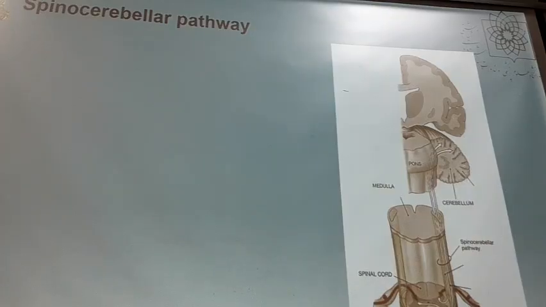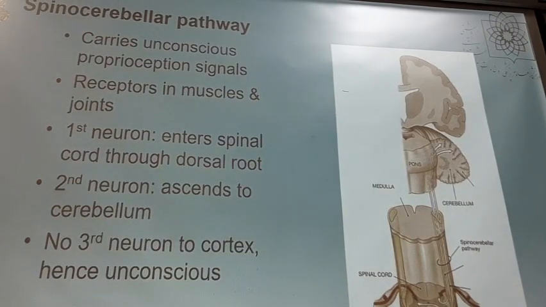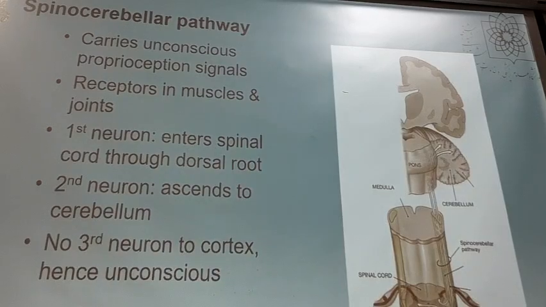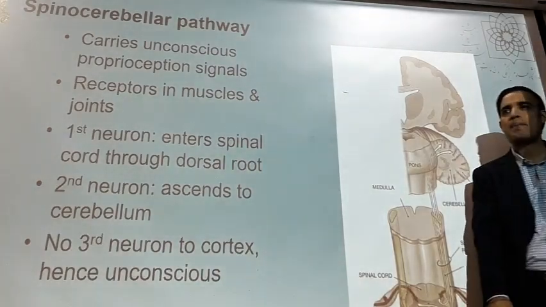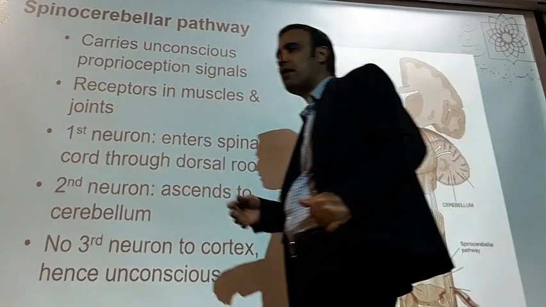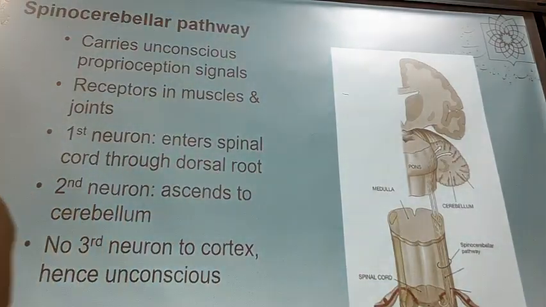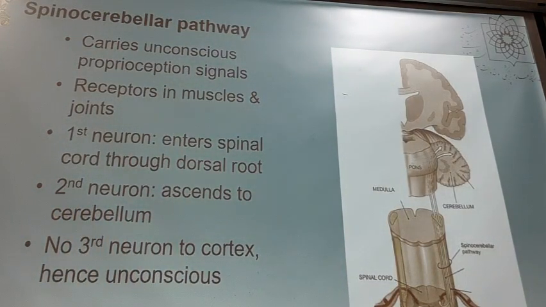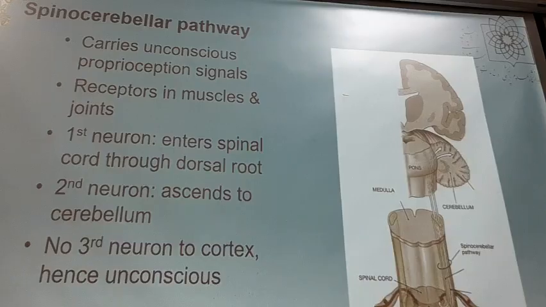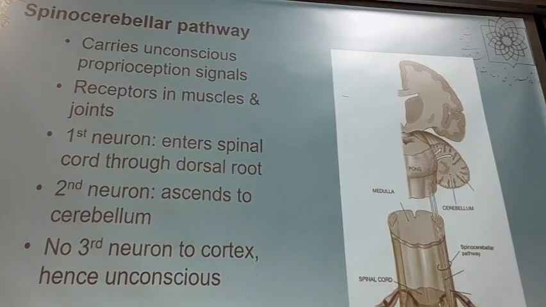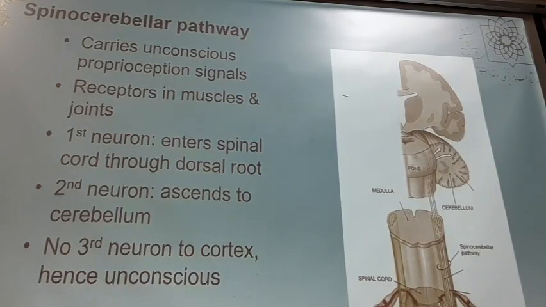Another pathway is the spinocerebellar pathway. The spinocerebellar pathway is very clear. The sensory information is being sent to the cerebellum, not to the cortex. Therefore, we are not aware of them. We do not know about them. And this information is used for control of our movement, control of our balance, timing of the movement. I told you that proprioceptors are important for these functions.